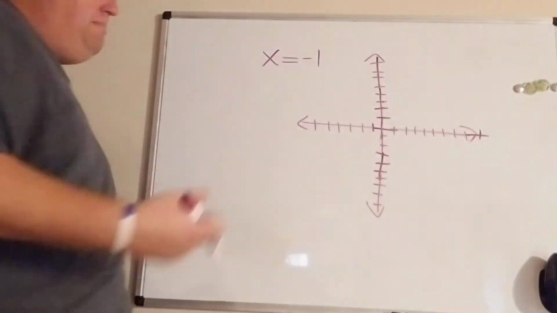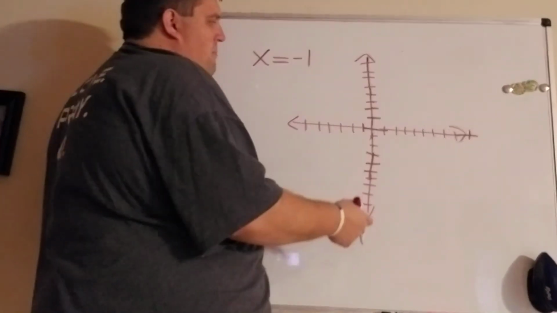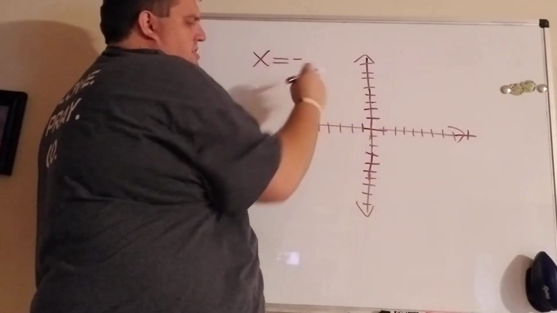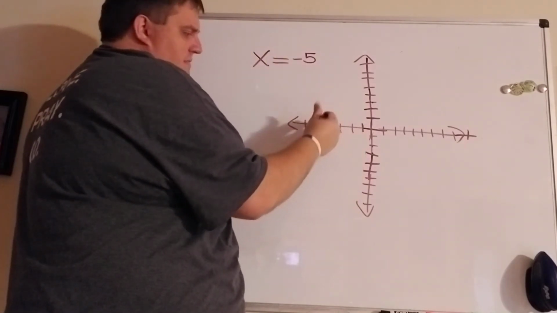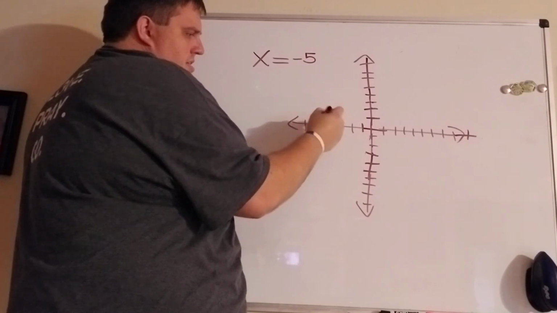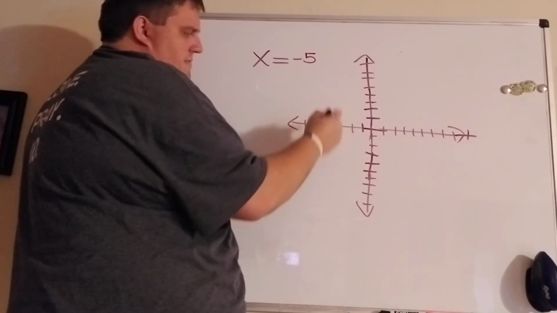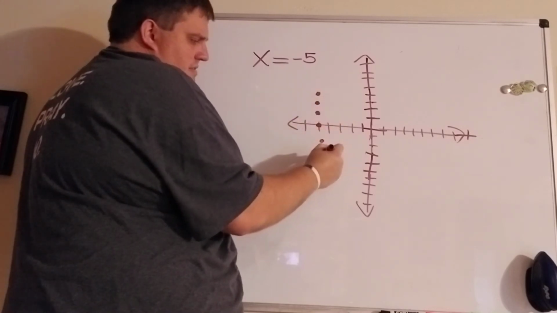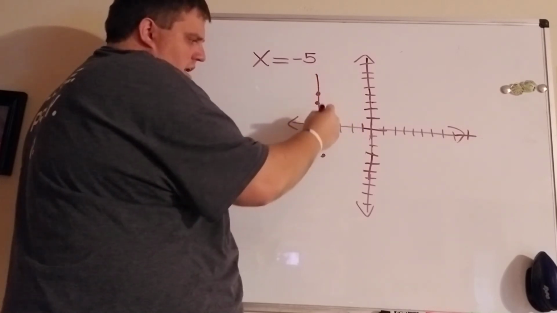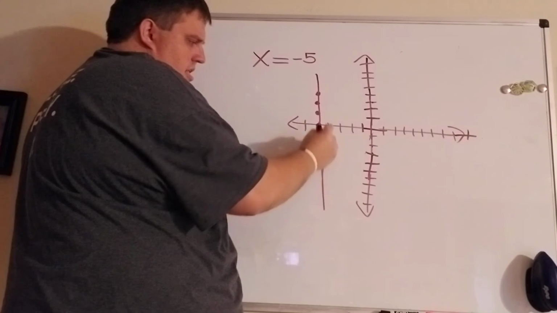So this is going to be the line of a slope. Let's not do -1 because it's too close to the origin. Let's do -5. 1, 2, 3, 4, 5. This line has an x of -5. This is an x of -5, -5, -5. This line is going to be my vertical line.